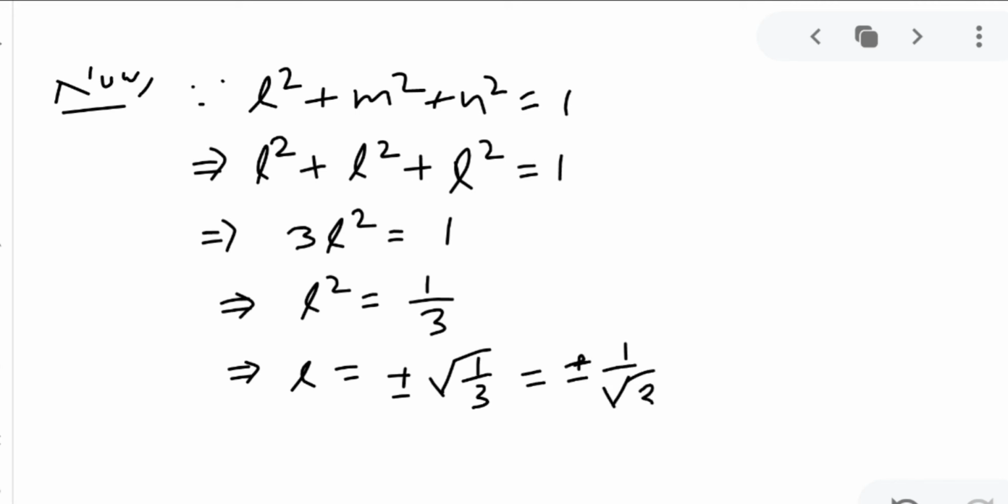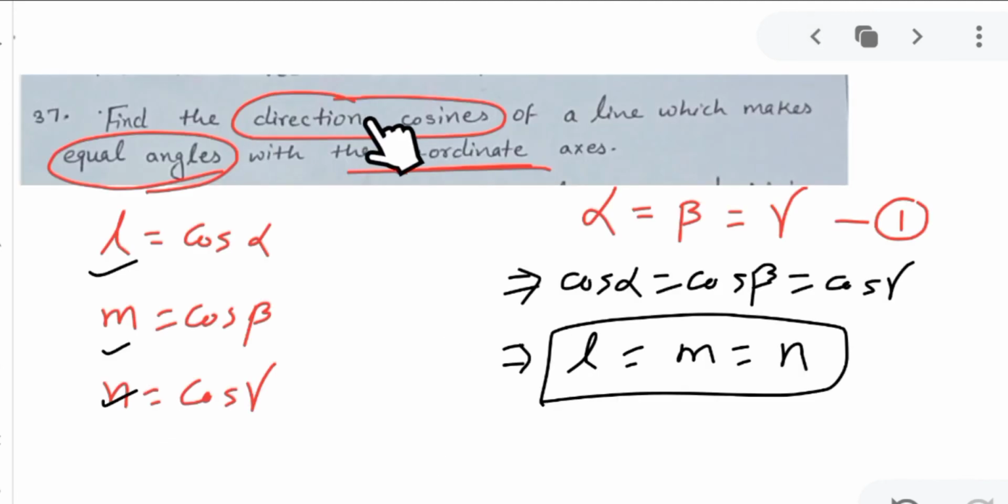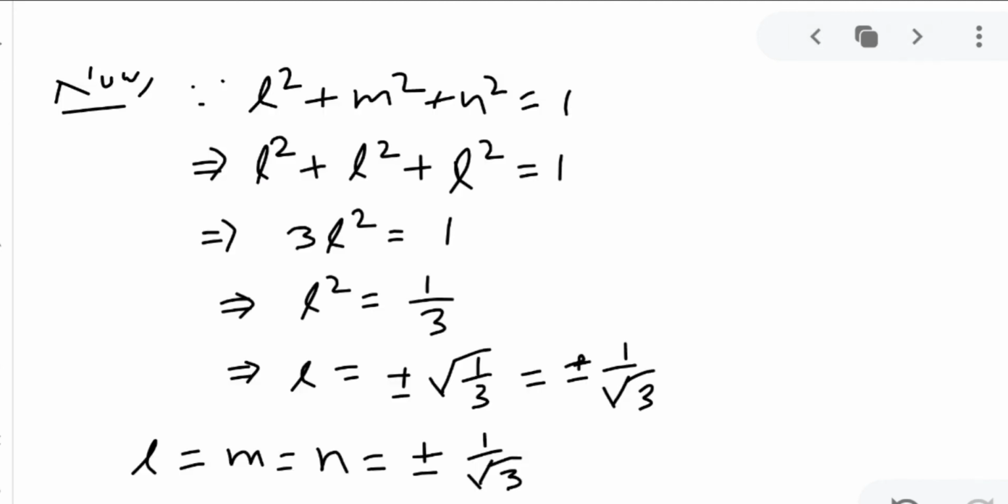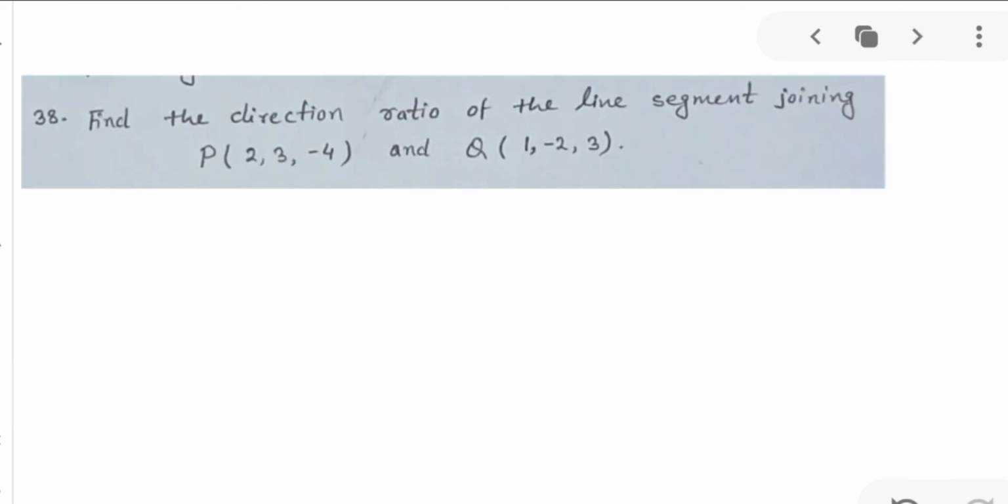Okay, so this is L. Since the L value is this, L is equal to M is equal to N, all three values are this only, plus minus 1 upon root 3. So what do we have to find? We have to find the direction cosine of the line. So the direction cosine of the line is what you will write as the final answer.